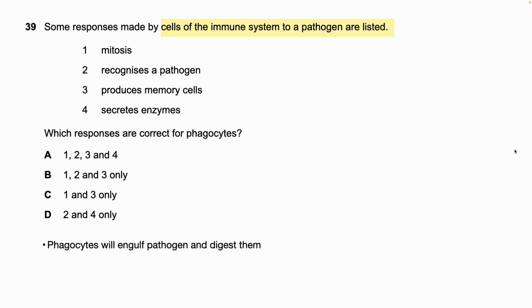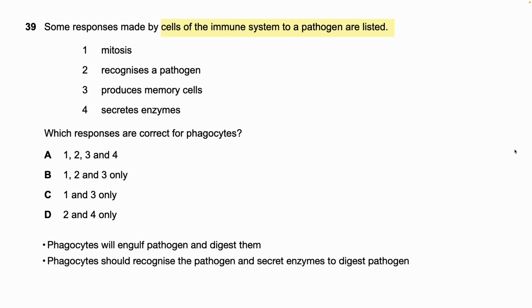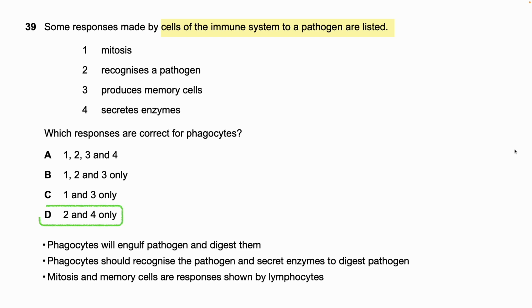Phagocytes will engulf pathogens and digest them, so they do not go for mitosis. First they should recognize the pathogen and they need to secrete enzymes to digest the pathogen. Mitosis and memory cells are responses shown by lymphocytes. So the correct answer is D, 2 and 4 only.